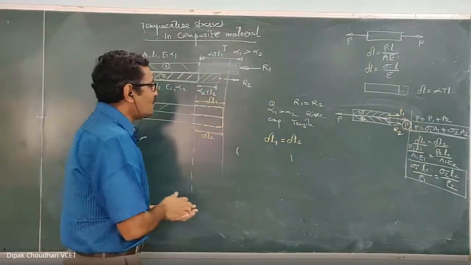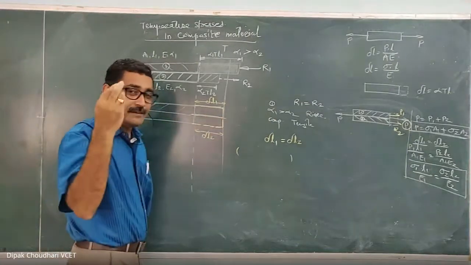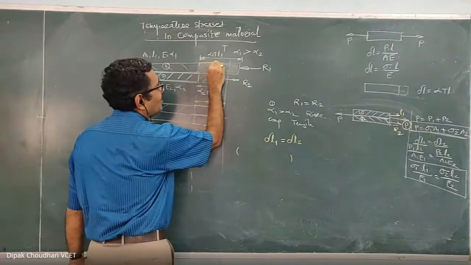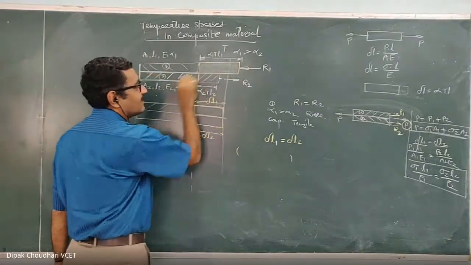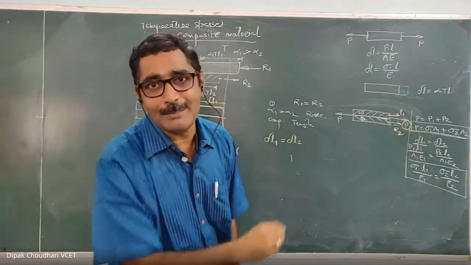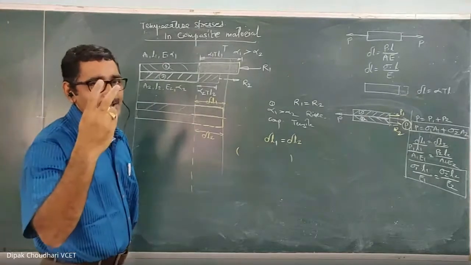The final deformation of material 1 has two different components. Here it is the deformation because of the change in temperature, I'm using the word deformation, it may be elongation, it may be compression. Okay. So this delta L1 and delta L2 consist of two different components.